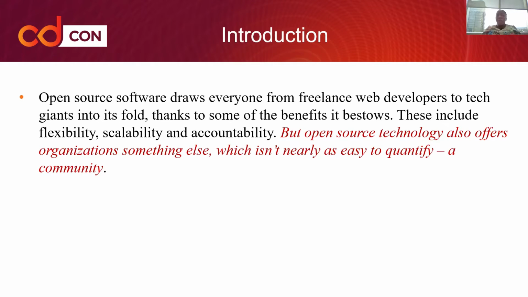Now to get started, open source software draws everyone from freelance web developers to tech giants into its fold, thanks to some of the benefits it gives us, which include flexibility, scalability, accountability, and some level of freedom. But open source technology also offers organizations something else, which isn't nearly as easy to quantify, and this is community. The open source community is an essential part of the open source movement. Without this community, there will be no open source code, there will be no infrastructure to elevate it to its full potential. So the community is really, really important in the open source ecosystem.